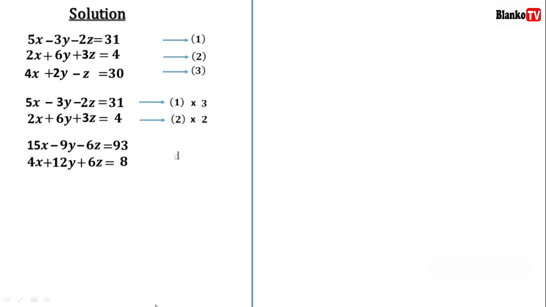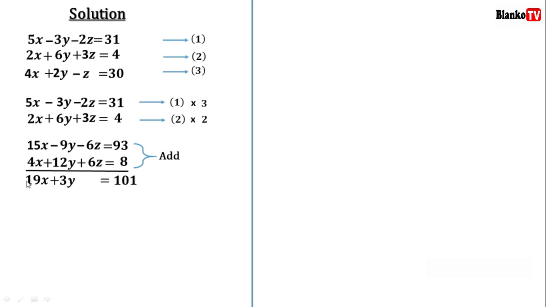Okay, so we add 15x minus 9y minus 6z equals 93, and 4x plus 12y plus 6z equals 8. And when we do that, we are going to get 19x plus 3y equals 101. I hope you are following it.